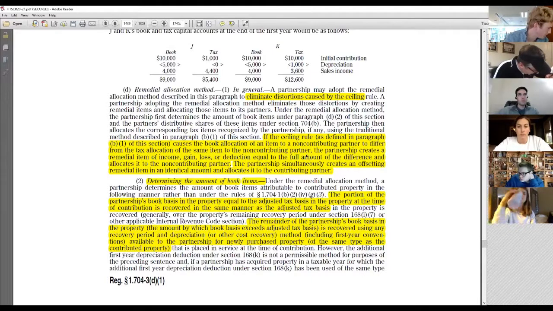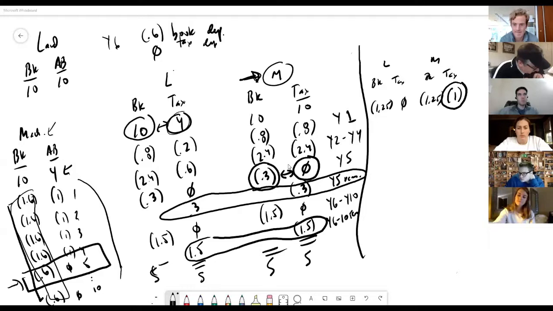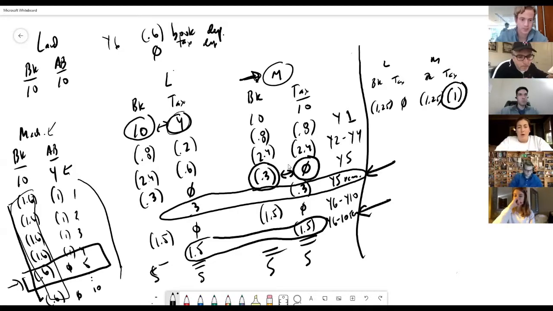So it's this sentence right here. This is what we're doing here. That's what we've done, there for year 5 and here for combining years 6 through 10. We said M, the non-contributing partner, didn't get her full share of tax depreciation. Well, let's invent some tax depreciation and give it to her to eliminate that. And then we're going to flip it around and give the opposite to L, the contributing partner.